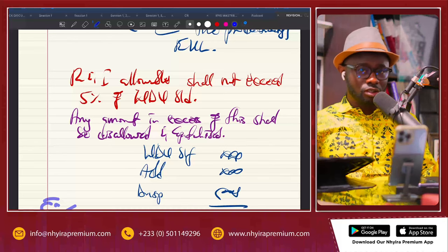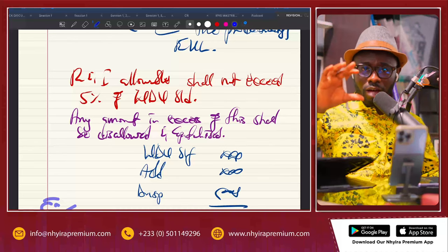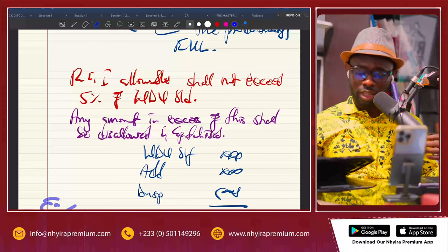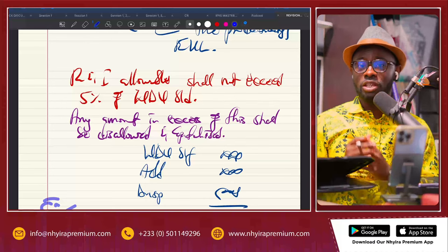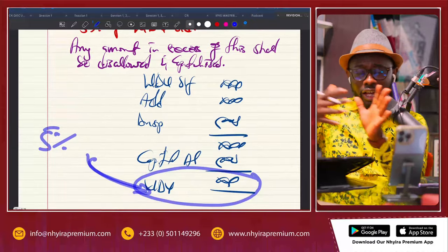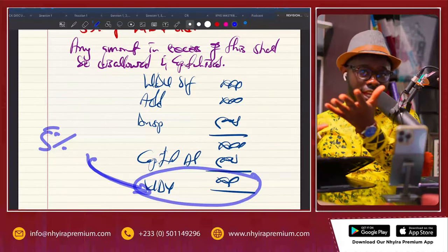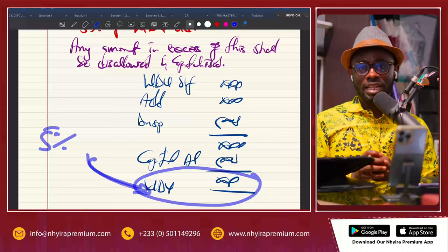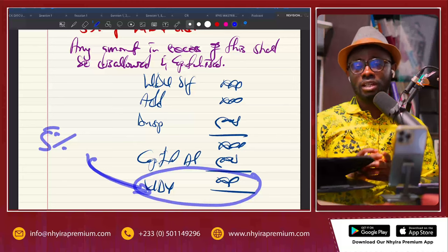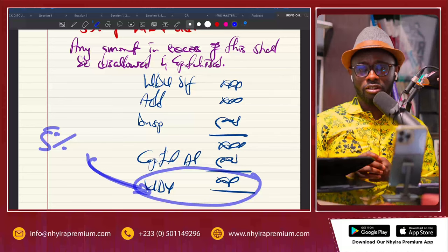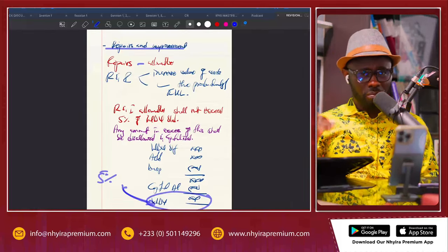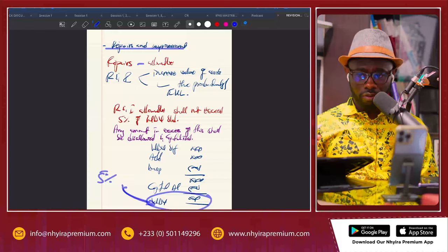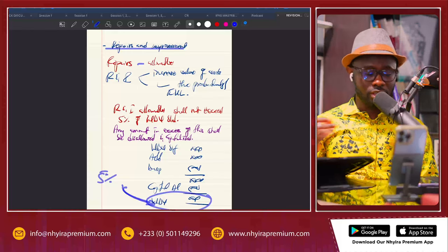The portion that you're going to disallow will be added back to the chargeable income of the company. And then it will also be capitalized. It means you now come back to your capital allowance workflow and then add that there. And then you can grant capital allowance on it, on the total amount as well. So that is the idea about repairs and improvement.